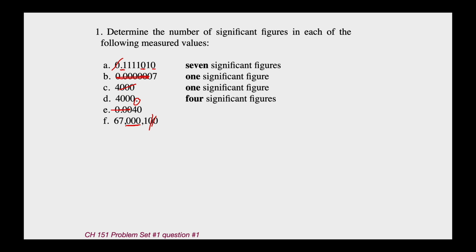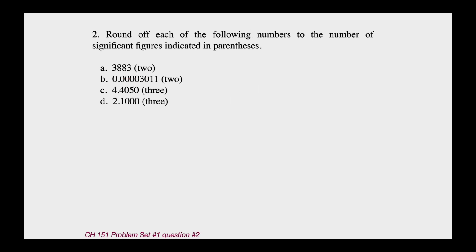But the next one, only the last 4 and 0 are counting. 4.0 times 10 to the minus 3. And for the last one, the last 2 zeros don't count, but all the other ones do. 6 significant figures. We're going to round these numbers to the designated number of significant figures.